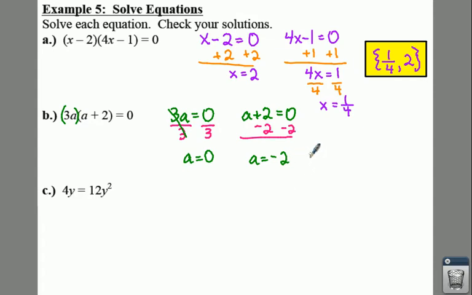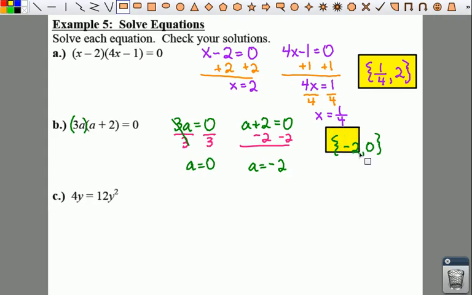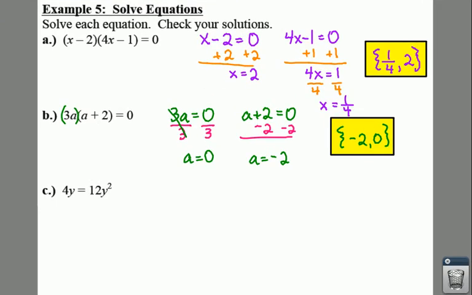So once again, we have two solutions. We need to write them in braces, and I'm going to put the smaller number first and then our bigger number. So our two solutions are -2 and 0. If you put these in parentheses, that's not two x values. Those would be an x and a y. So make sure you are not putting them in parentheses. Make sure they are in braces.